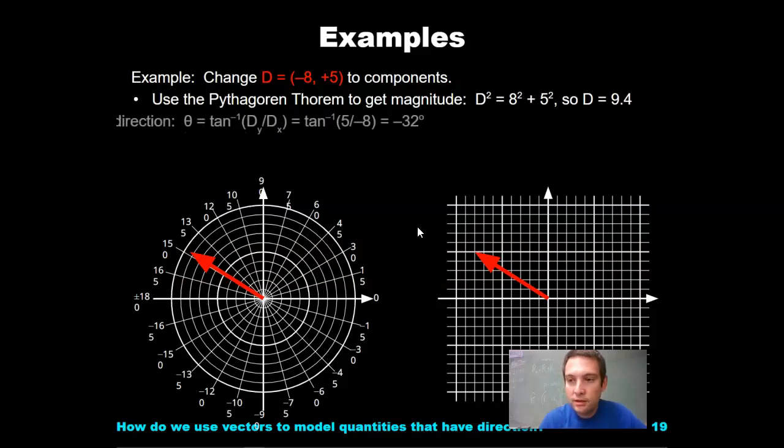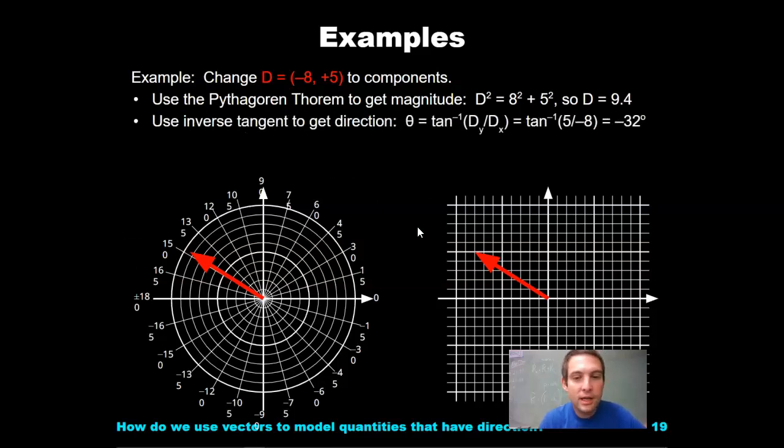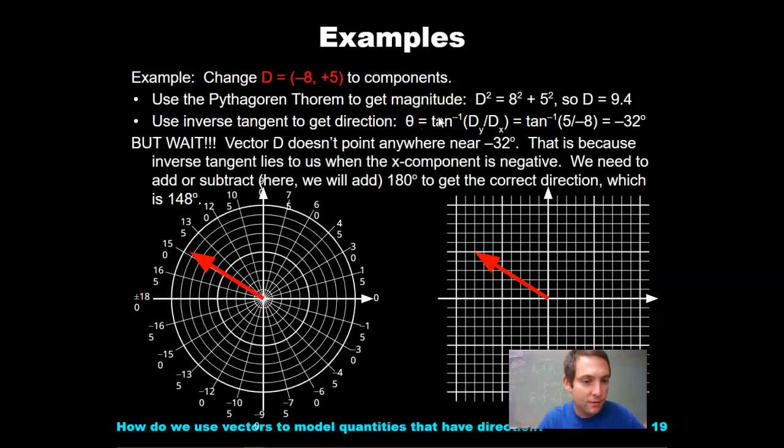Pythagorean theorem again, so we get 9.4. Inverse tangent of the direction formula, tan theta equals y over x. The formula is not given to you. You have to kind of know that. Tan theta, arctan equals y over x. If you want to see the derivation of that formula, go back a video.